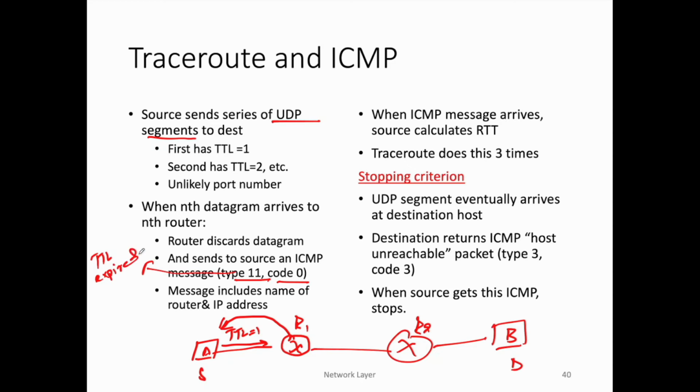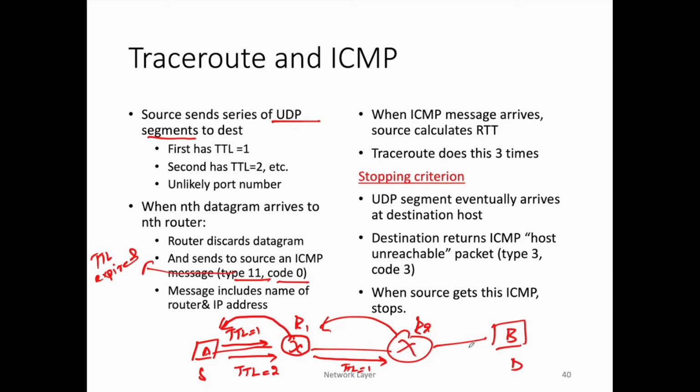Okay. So next time, the source A sends another segment, and now in this UDP segment the TTL value is 2. So the first router will decrement the TTL value by one and will send this UDP segment to router 2, where the TTL value is 1. And as soon as this router receives this UDP segment, it decrements the TTL value by 1, its value becomes 0, and it again sends back this type 11 and code 0 message.